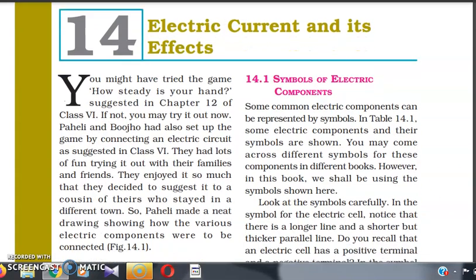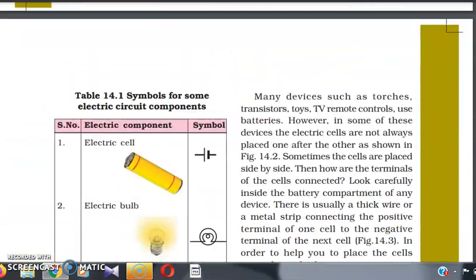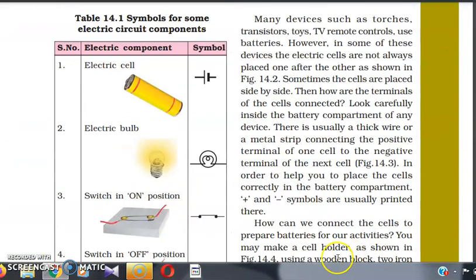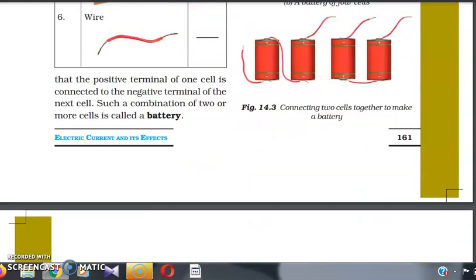Today I am going to continue with the chapter Electric Current and its Effect. In our last two classes, we have learned about symbols of different electric circuit components. We have learned about how to draw circuit diagram of open and closed circuit.